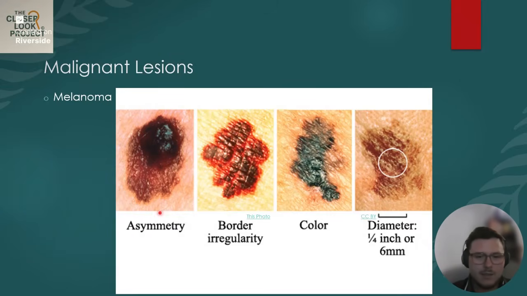Ask yourself, is that asymmetric? So we cut a line through it. That would clearly be different on each side. And then we look at the border. So you see lots of jagged markings here. That's an irregular border.